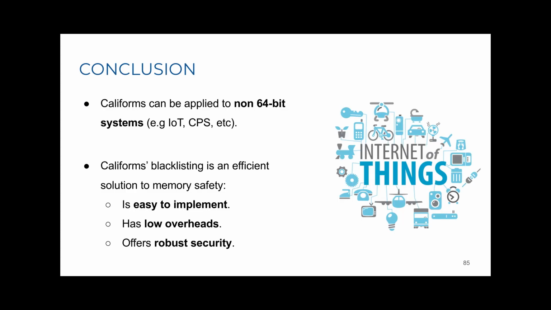Now, as we've emphasized in multiple ways, Califorms is not only simple, but architecture agnostic. It can be applied to a wide variety of systems, making it well suited for everything from servers to resource-constrained IoT and CPS. We believe Califorms thrives across this entire spectrum as it is easy to implement, has low overheads, and offers robust security.